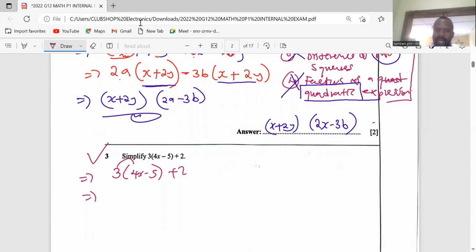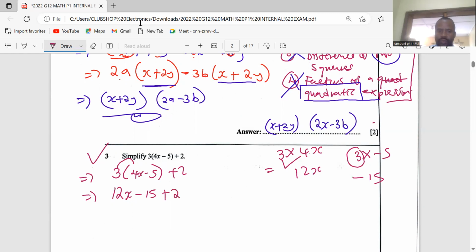So you're going to multiply 3 times 4x. To do that, you just multiply 3 and 4, it is 12, then maintain your x. So you've got 12x. Then you multiply 3 times negative 5. A negative number times a positive number will give you a negative number. Then 3 times 5 will give you 15. So we have got minus 15 plus 2.